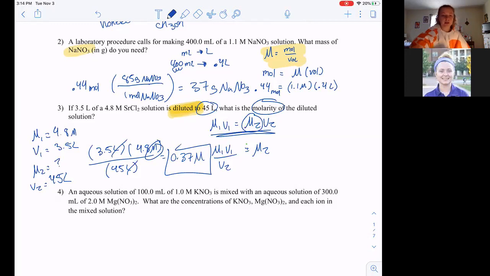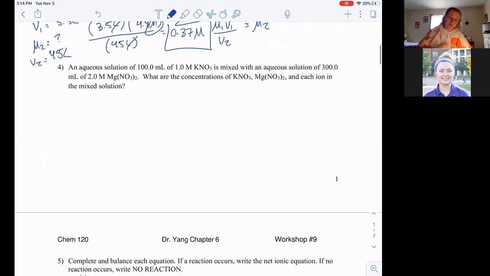So then this one, I did a couple of times with one of my sections, so you should be really good at this one. But we have KNO3 and Mg(NO3)2.